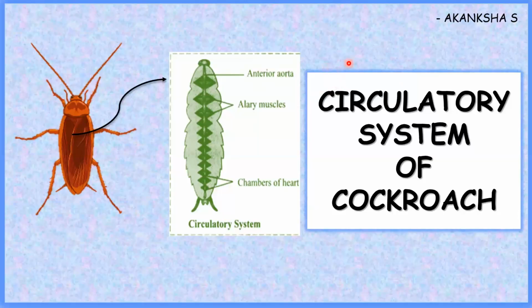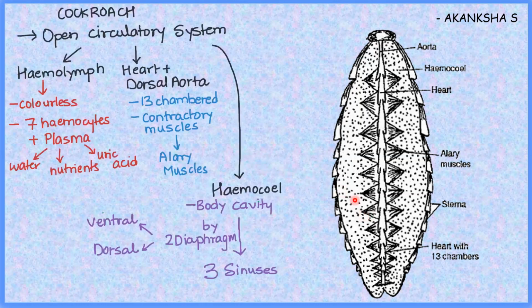Hello everyone. Today we are going to study the circulatory system of the cockroach. Previously we have studied the digestive system, so you'll find the link above. Now, in the circulatory system of the cockroach, we are going to discuss everything in detail, but first we'll start with the bifurcation.